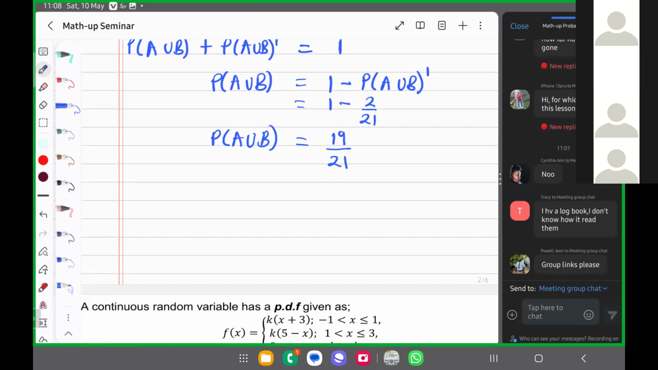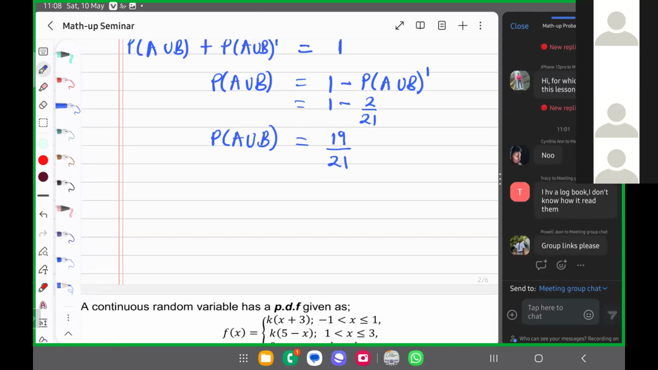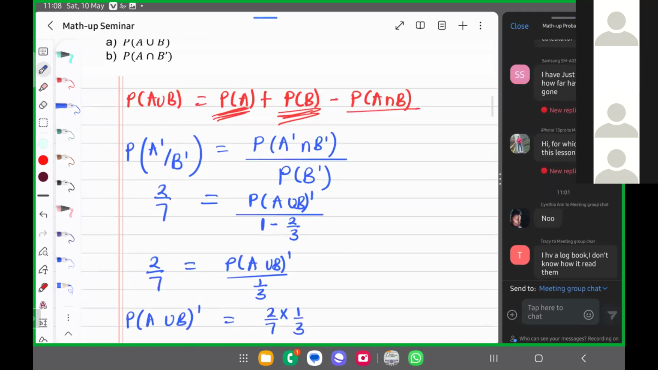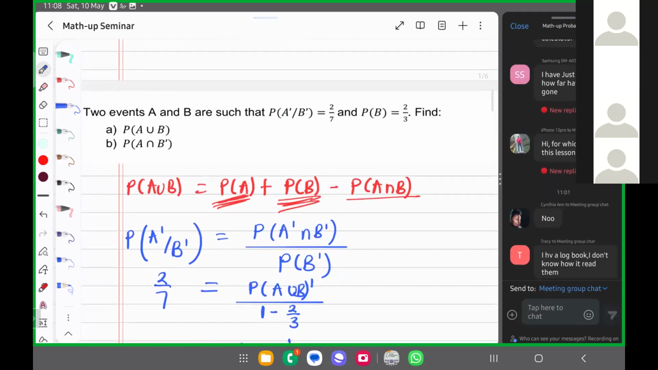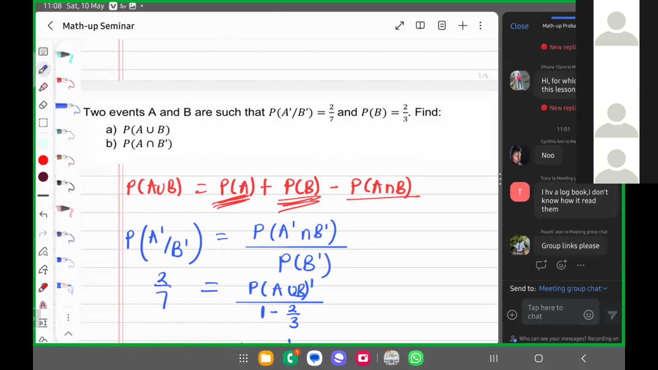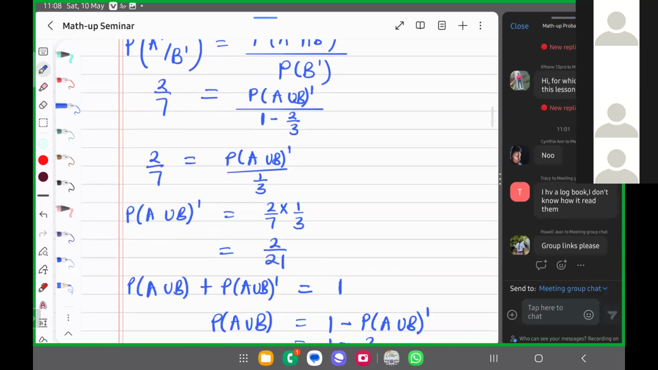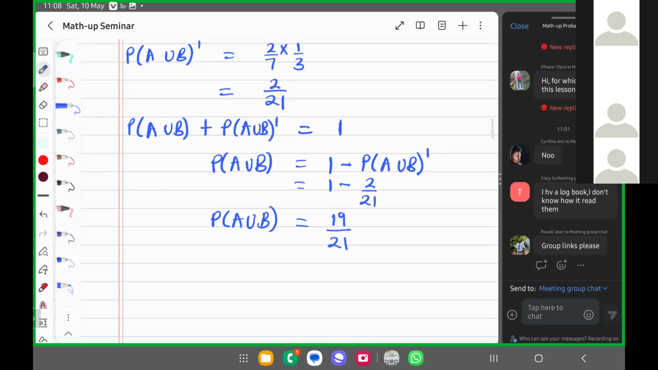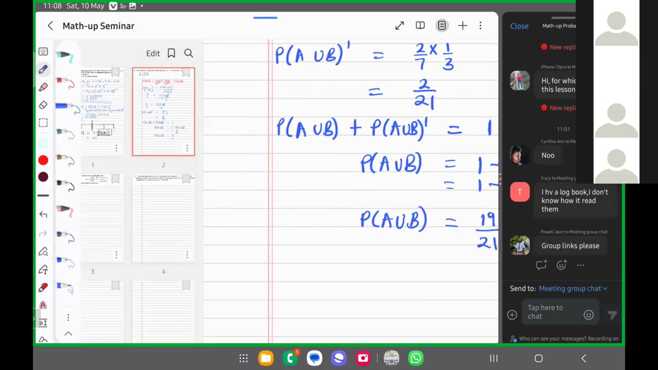Is that clear? Does anyone have a question for part A? Okay, silence means no. So we shall go to part B. Let me first get a page.